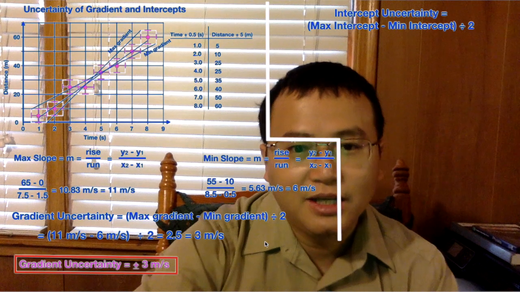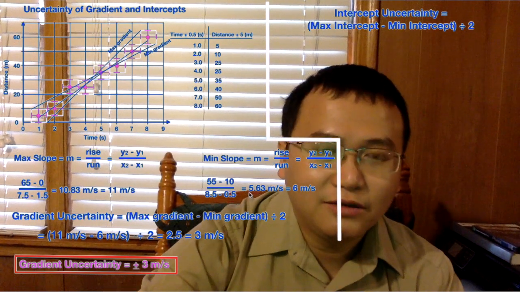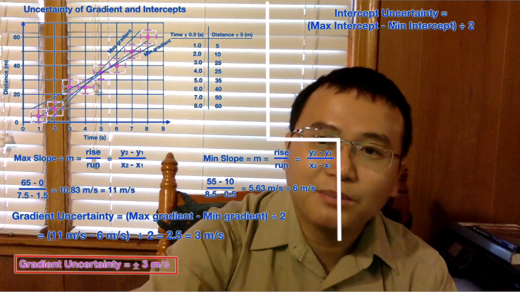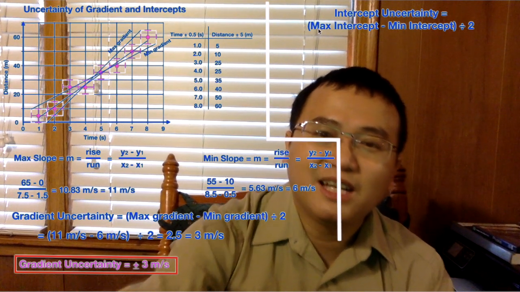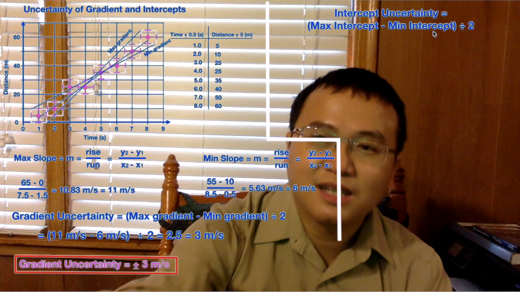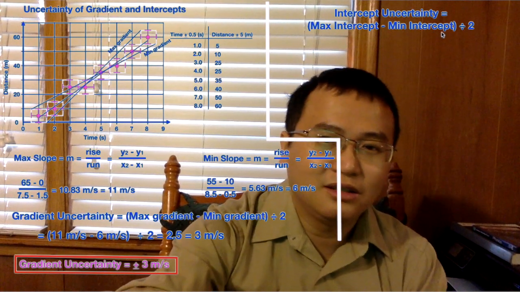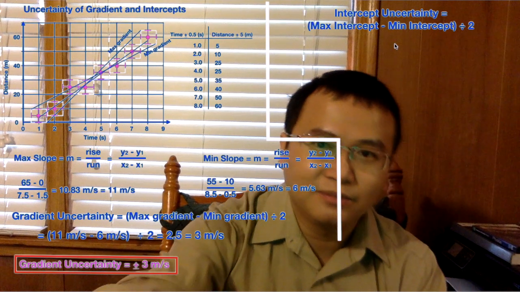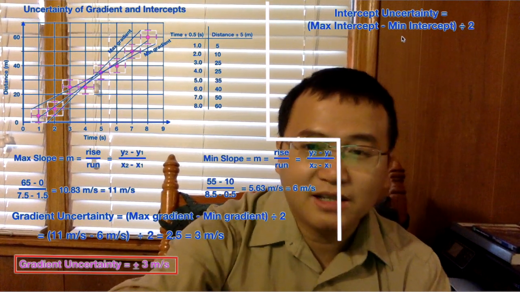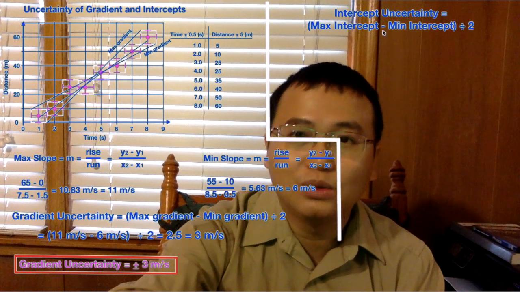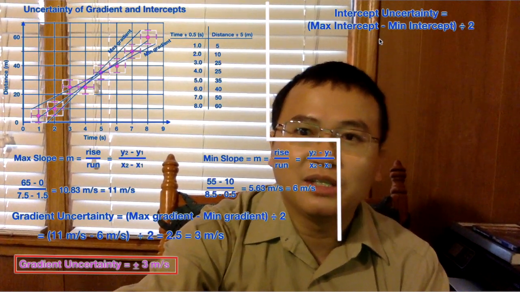The second part of this problem is we need to find the intercept uncertainty. It's the same method again: maximum intercept minus minimum intercept, divided by 2. And again, this is an approximation. It overestimates a little bit. But again, this is a high school course, so we keep it simple this way.